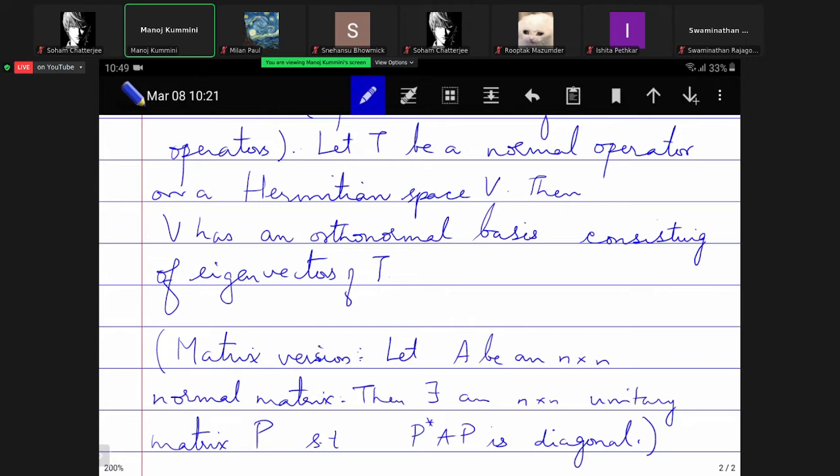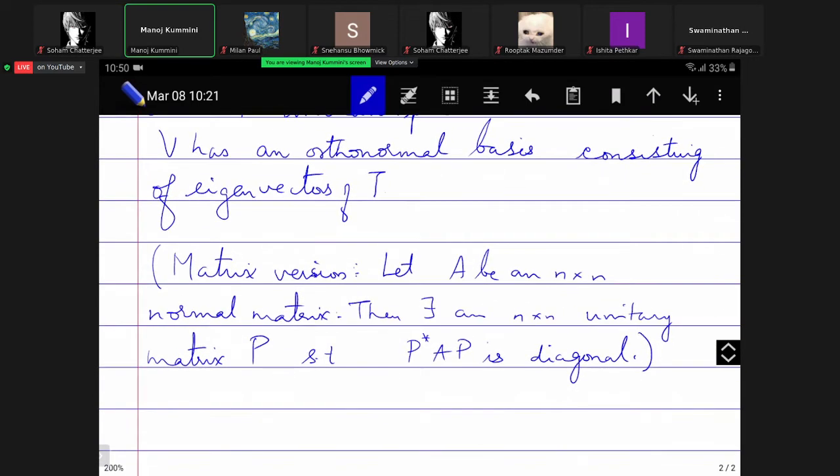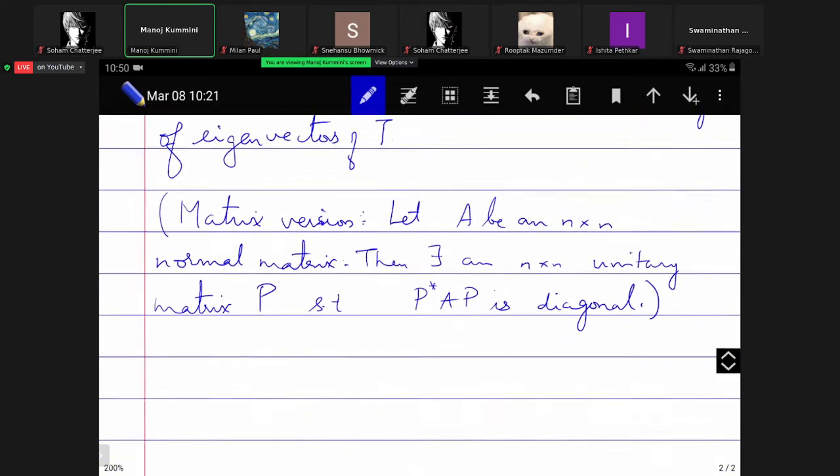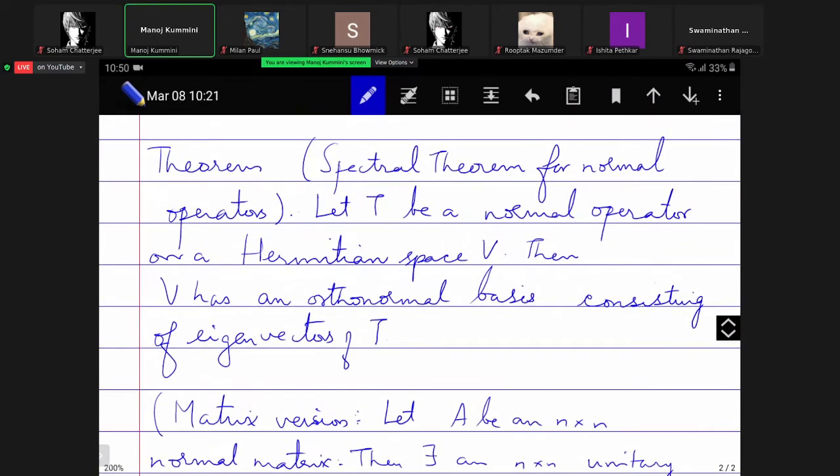But because P is unitary, P star is P inverse, so we can write it as P star A P. That gives the matrix version from the operator version. Given the matrix version, if you want to prove the operator version, just start with any orthonormal basis for V and express T as the matrix A, then apply this version, and that will give it. So these two versions are the same. Depending on the context, it's easier to use one or the other. Now, I will prove the operator version.